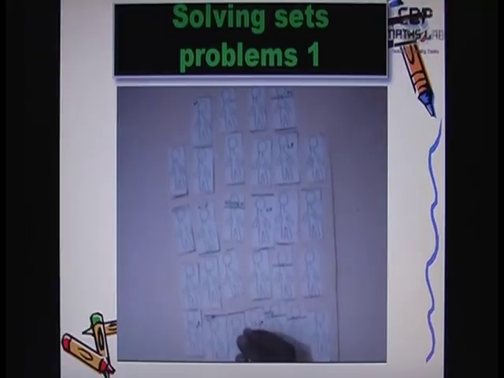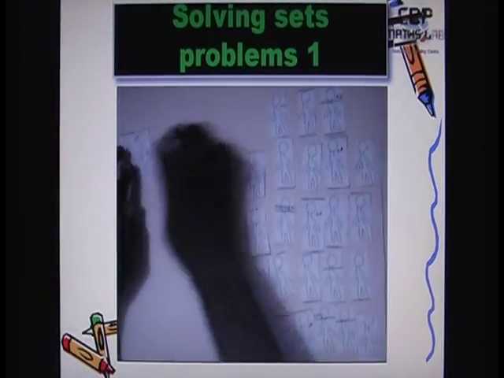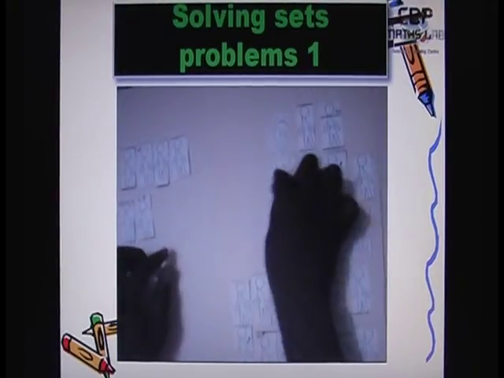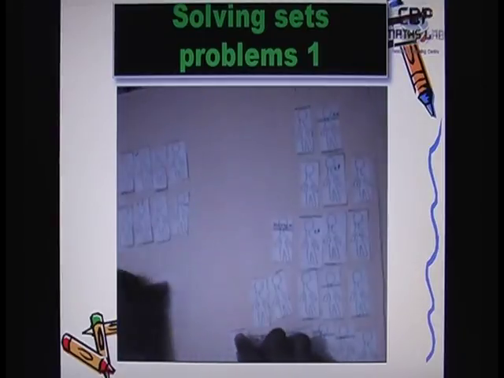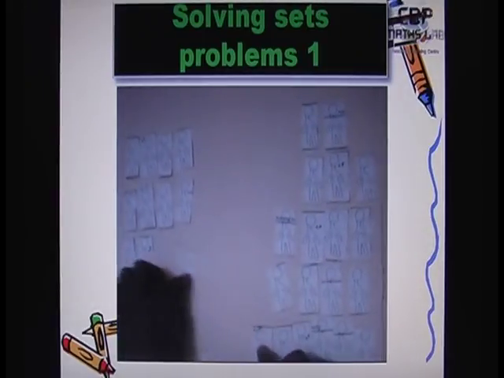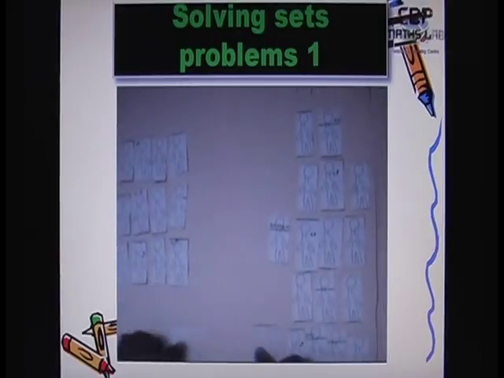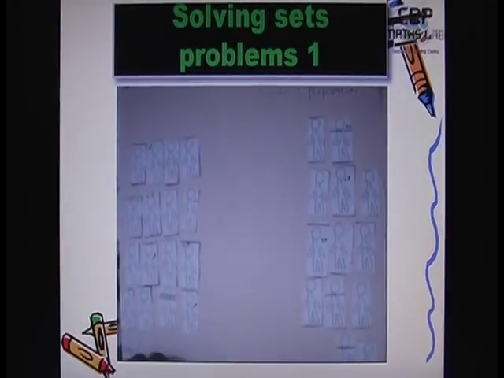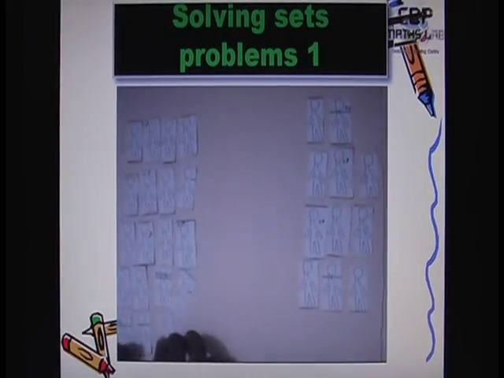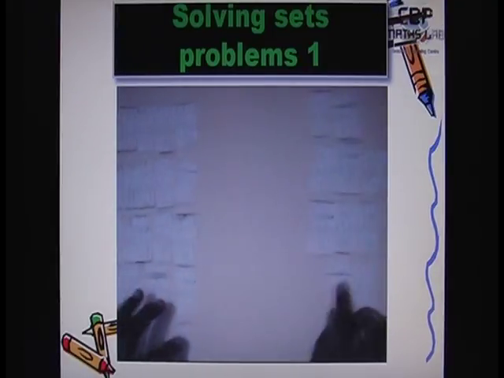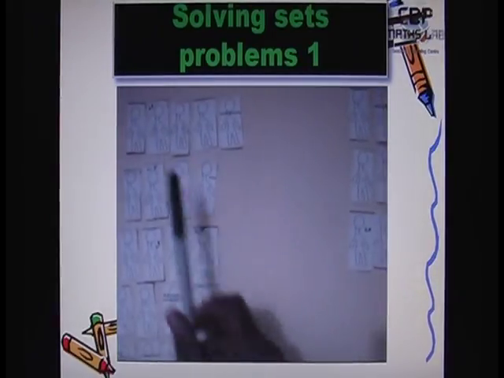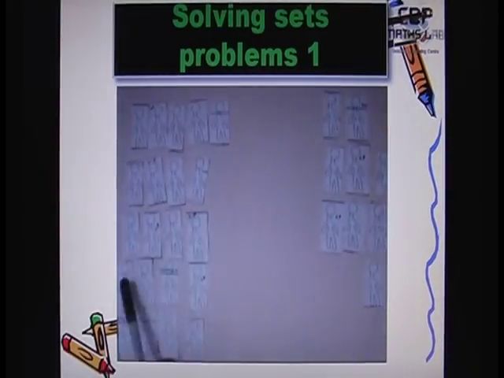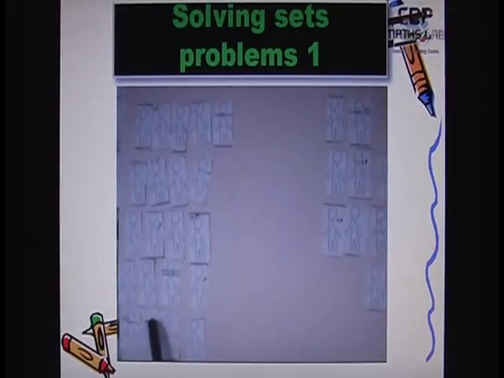So we have 1 here, 2 here, 3, 4, 5, 6, 7, 8, 9, 10, 11, 12, 13, 14, 15, 16, 17, 18, 19, 20, and then what? 21. Let's make sure. There's 1, 2, 3, 4, 5, 6, 7, 8, 9, 10, 11, 12, 13, 14, 15, 16, 17, 18, 19, 20, 21.